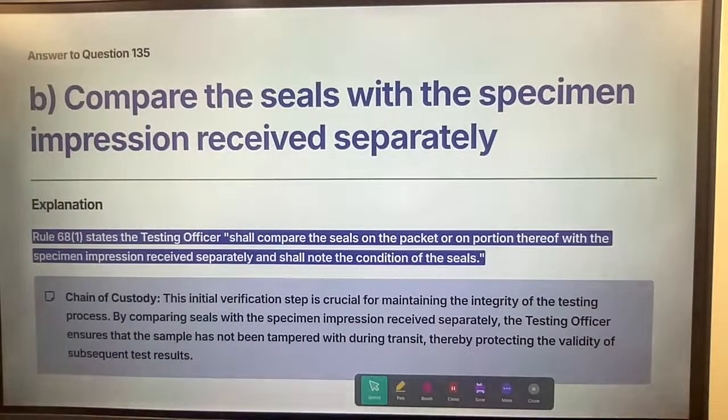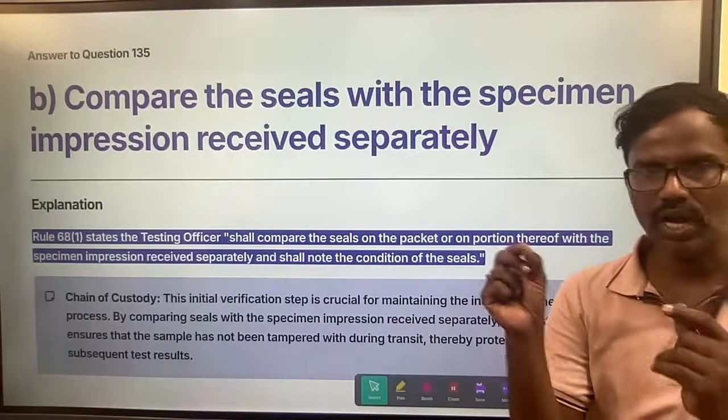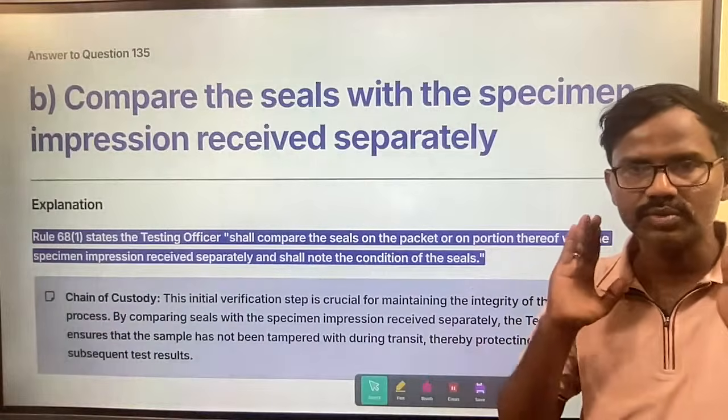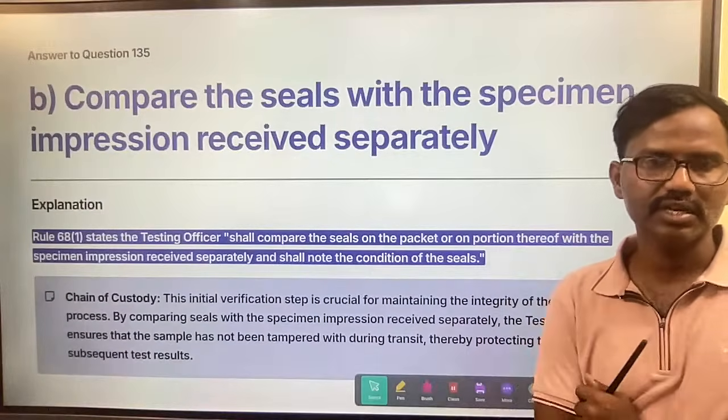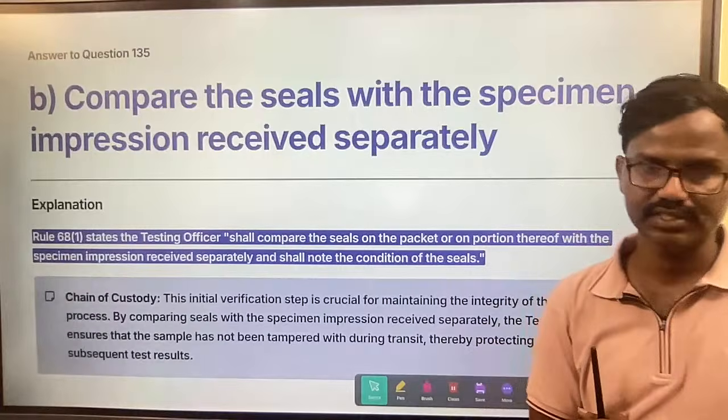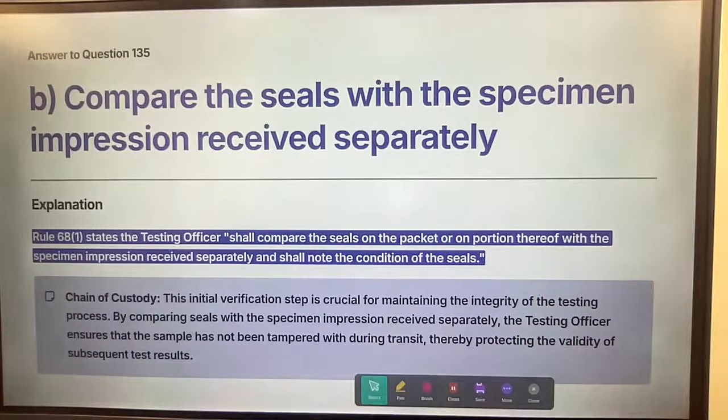Rule number 68, sub-rule 1 says that the packet must be observed, they should be received separately, and the officer shall note the condition of the seal. If something is torn or damaged, you should observe everything. If something is torn, you immediately report to the concerned officer. Should not go for the testing. Okay, right.